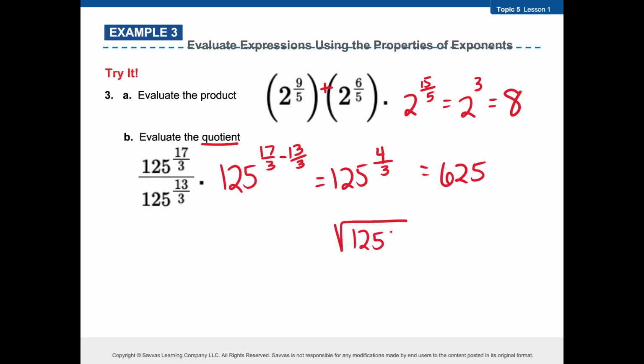Also, if you would write this as a radical, it would be 125 to the 4th power and then cube root it. If you don't have that y to the x button, you would do 125 times itself 4 times and then cube root that number.